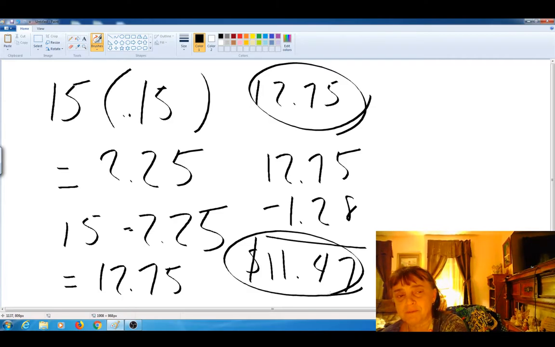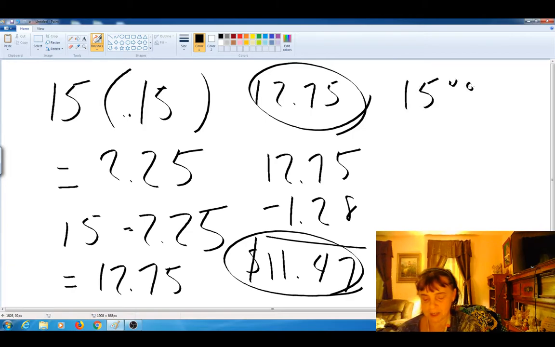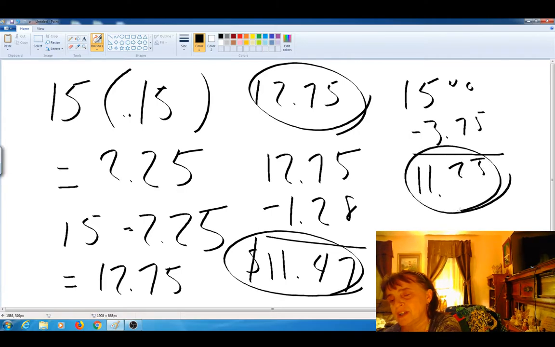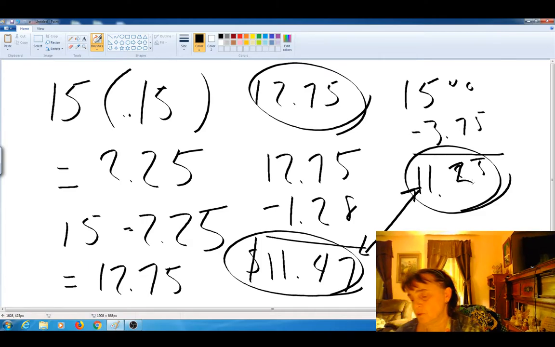But what if it's 25% off? So it's 15 times 0.25 is $3.75. 15 minus $3.75 is what? $11.25. So it's close to the same price, but it's not the same. So one's $11.47, the other one's $11.25. So therefore they're not equal.